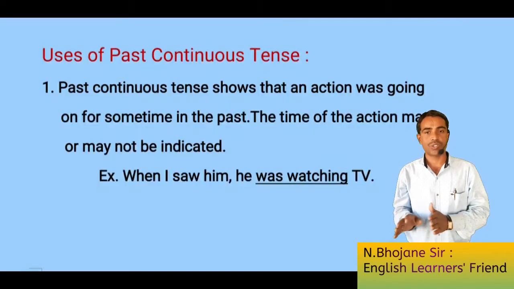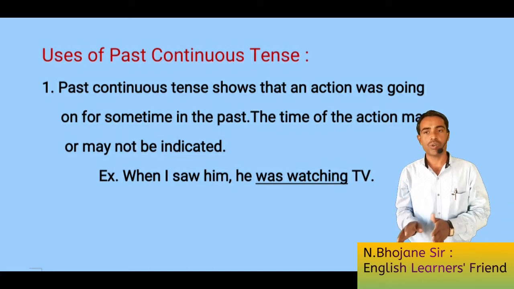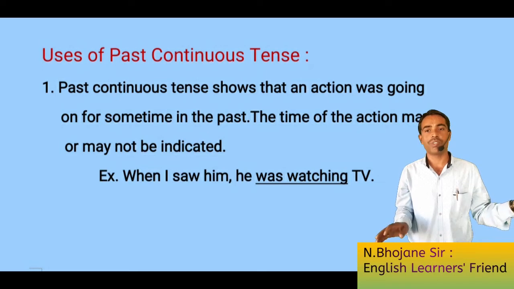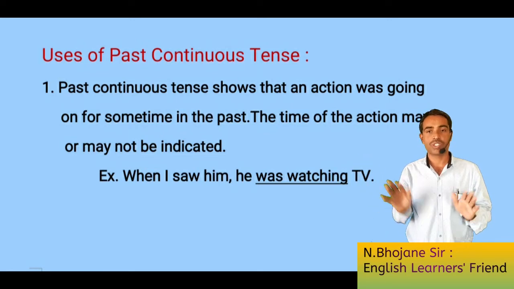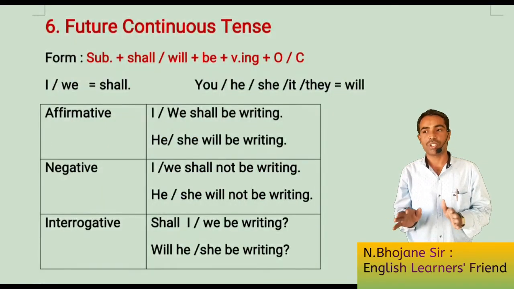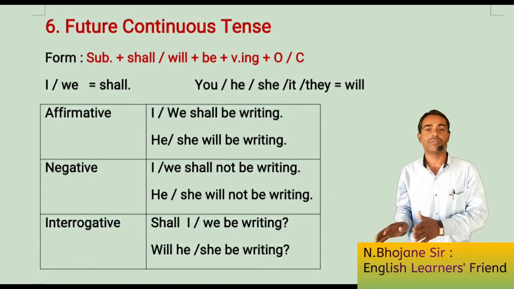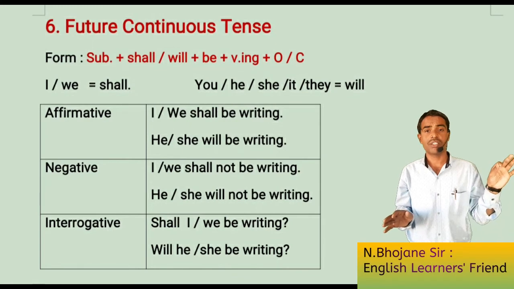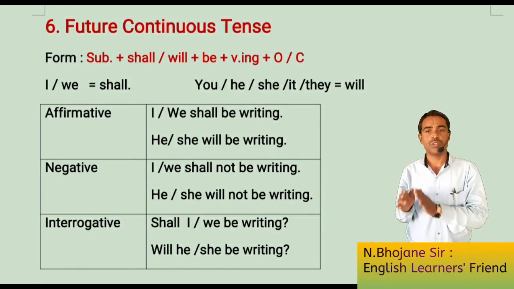Uses of past continuous tense. Past continuous tense shows that an action was going on for some time in the past. For example, when I saw him, he was watching TV. Future continuous tense. Look at the structure or form: subject plus shall or will plus be plus verb ing form plus object or complement. If the subject is first person, use shall.